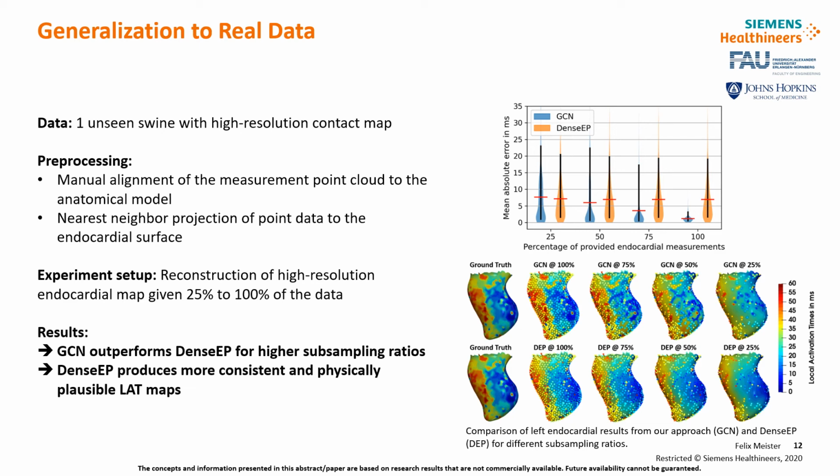In this setup, DenseP is providing very consistent results, irrespective of the subsampling ratio. The graph convolutional network, however, is producing significantly lower errors compared to DenseP when more data is provided. A visual inspection, as seen in the lower right, suggests that the network tends to naively fill in high-frequency data, while DenseP is producing consistent and more physiologically plausible depolarization patterns.